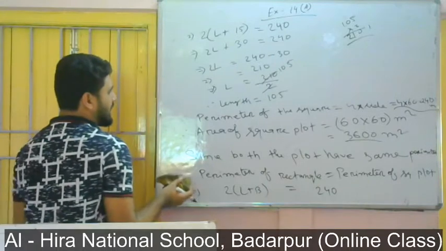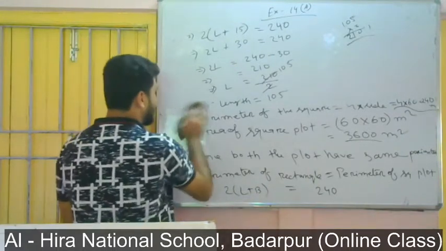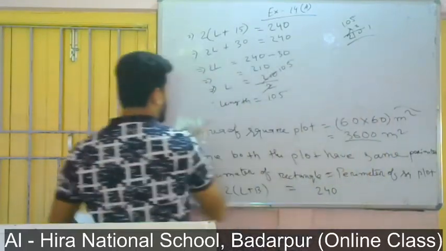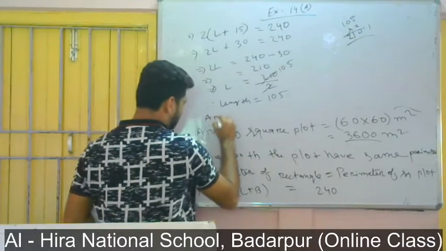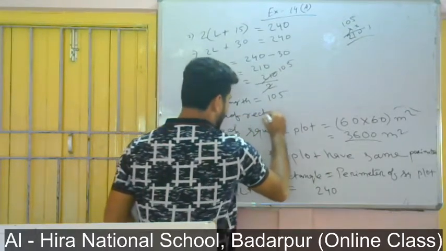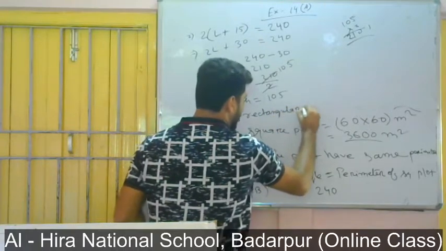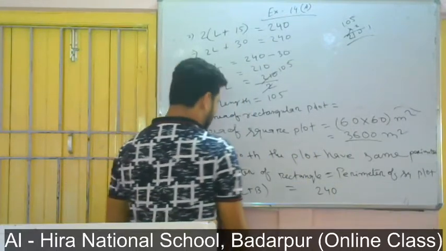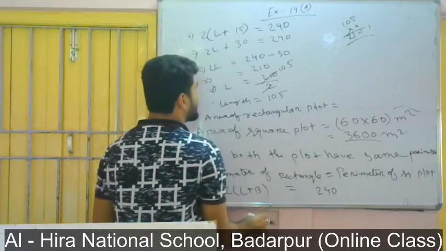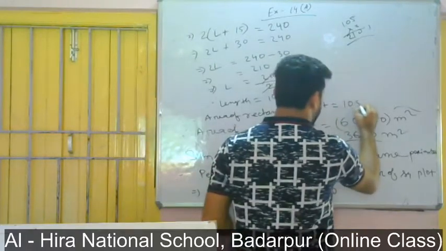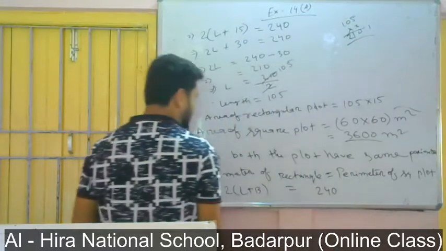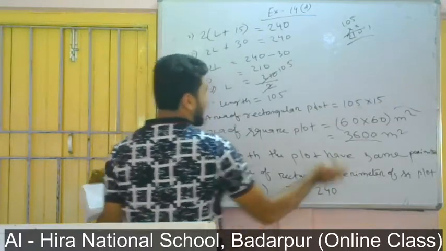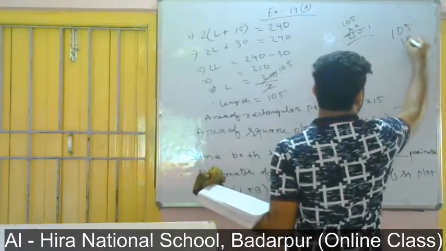Now we can find the area of the rectangle. So write, therefore, area of rectangular plot equals length into breadth. That means length is 105 and breadth we found is 15. That means 105 into 15. So multiply 105 and 15.